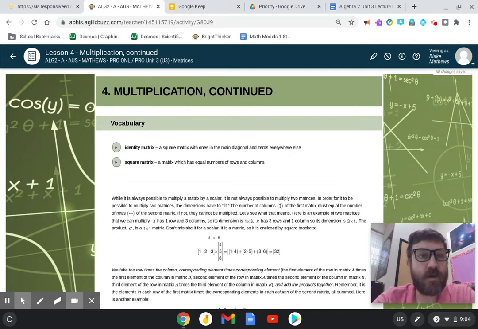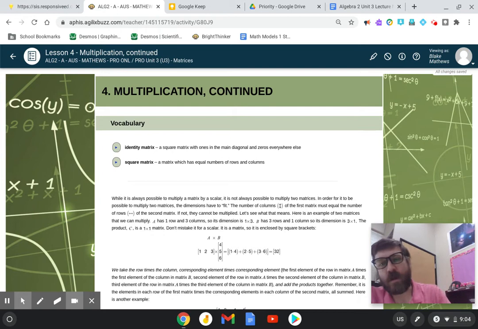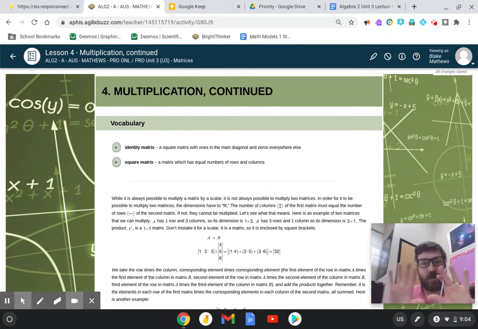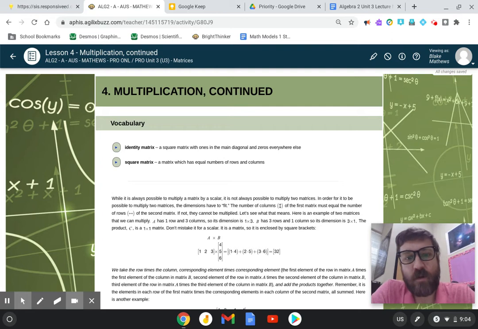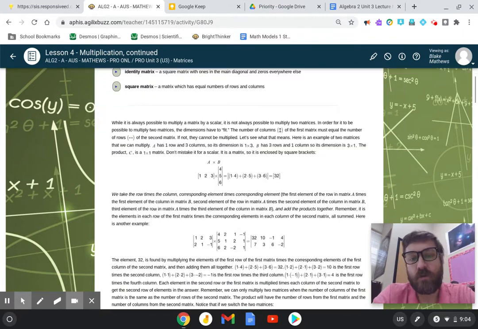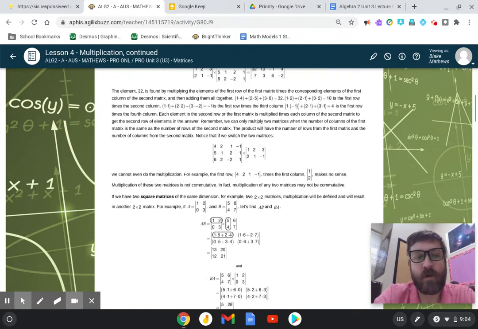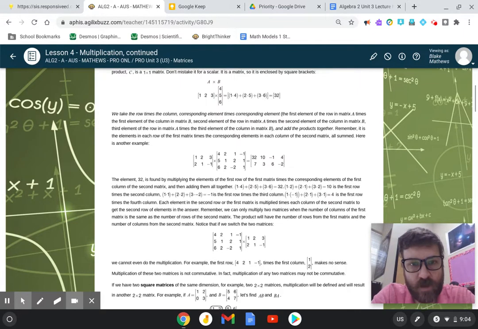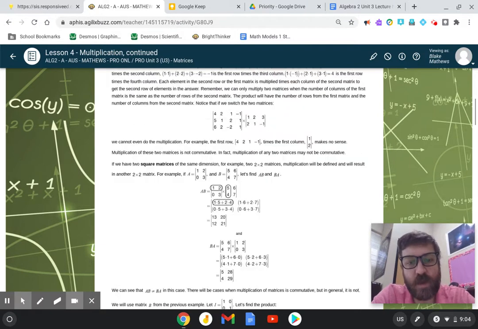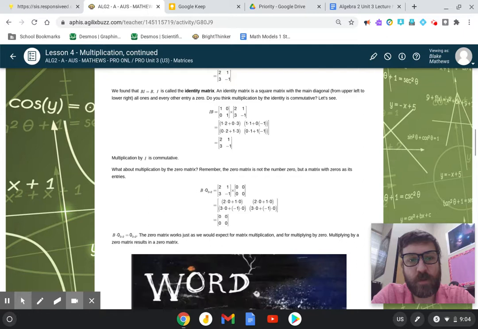All right, this is the Algebra 2, Unit 3, Lesson 4 video over multiplication of matrices. So this is where we're multiplying two matrices by one another. And so the first concept that you need to understand is when you are able to multiply matrices by one another.